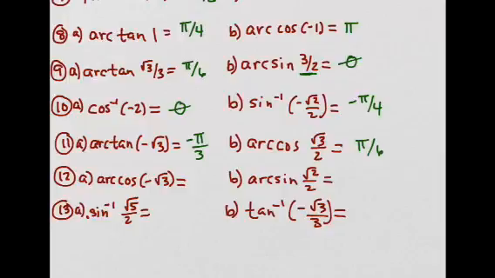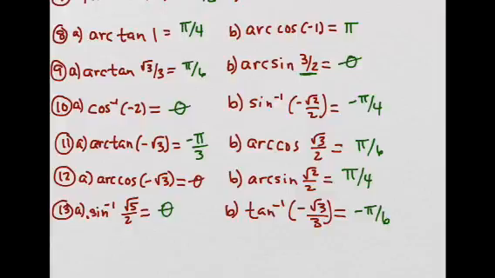So for number 12, the arc cosine of negative radical 3, well, negative radical 3 is less than -1, so it's outside of the interval between -1 and 1, so this is no solution. Arc sine of radical 2 over 2, that would be pi over 4. Sine inverse of radical 5 over 2, this number is bigger than 1, so this has no solution. And then tangent inverse of negative radical 3 over 3, that would be negative pi over 6. So as you can see, the key to answering these questions is knowing the unit circle.